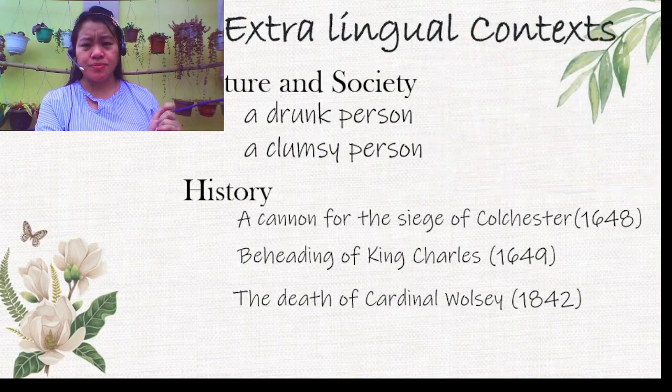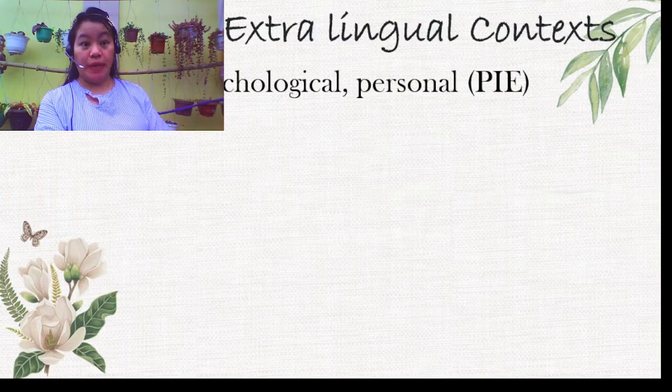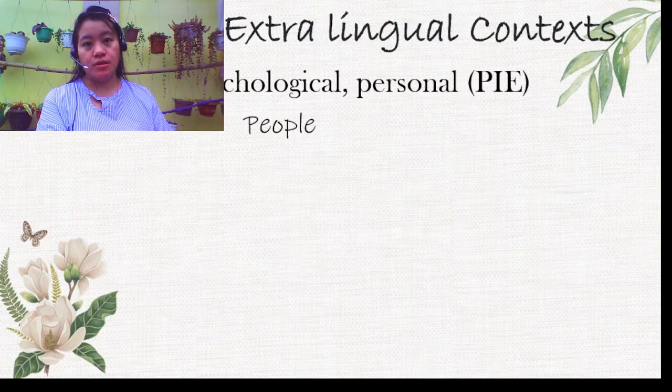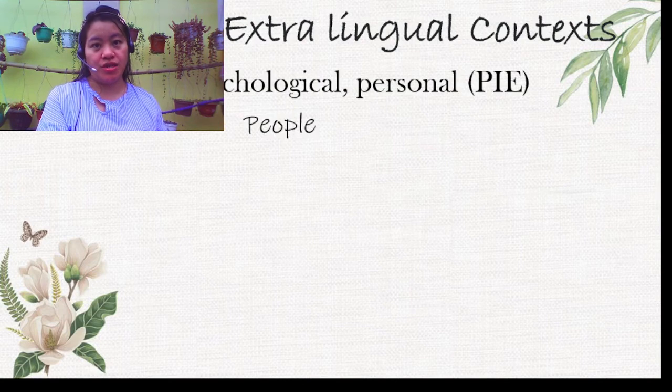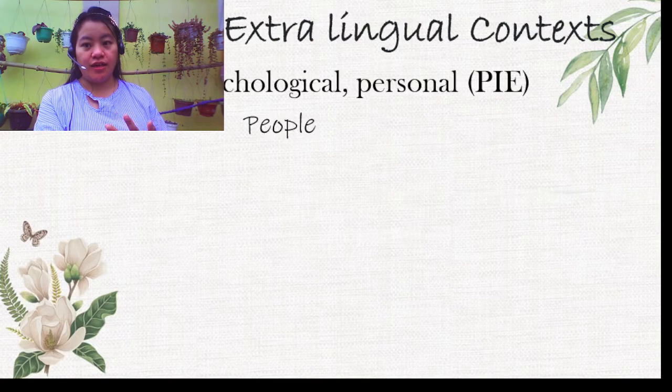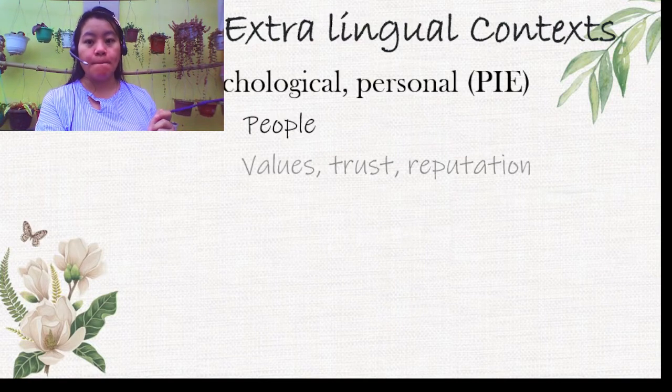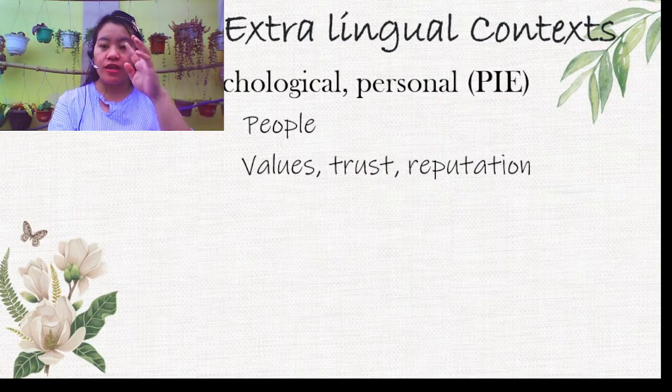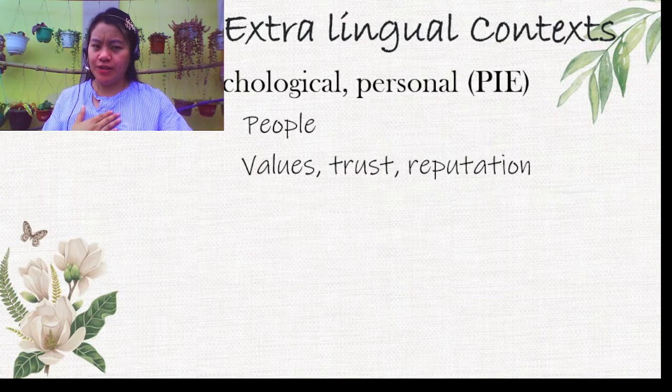Now, on a personal level, the psychological and personal part, Humpty Dumpty might be people. Like, when people fall, it's almost impossible for us to put them back together. When they go through a traumatic experience, it's not easy. They can never be fixed. They can never be the same. Or, personally, I'd like to think that Humpty Dumpty is our values, such as trust and reputation, because once it's broken, once you made a mistake, it's kind of hard to get that back, right?